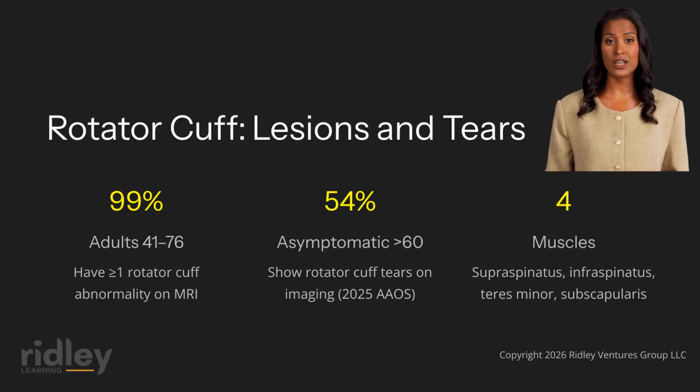The sheer scale of rotator cuff disease is remarkable. The landmark Finnish imaging of shoulder study, known as FIMAGE, found that 99% of adults aged 41 to 76 years had at least one structural abnormality on magnetic resonance imaging, or MRI, and yet the vast majority of those findings were completely asymptomatic. The 2025 American Academy of Orthopedic Surgeons, or AAOS, Clinical Practice Guideline reports a similar picture. 54% of asymptomatic patients over 60 years of age show rotator cuff tears on imaging.